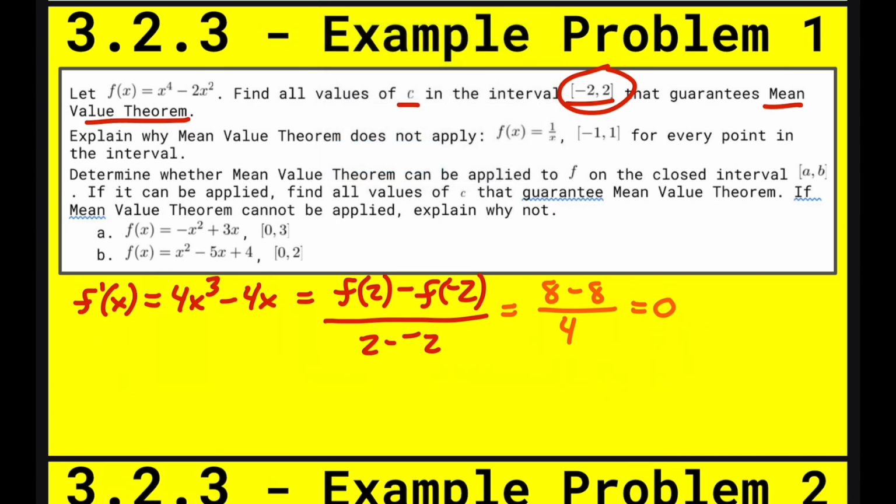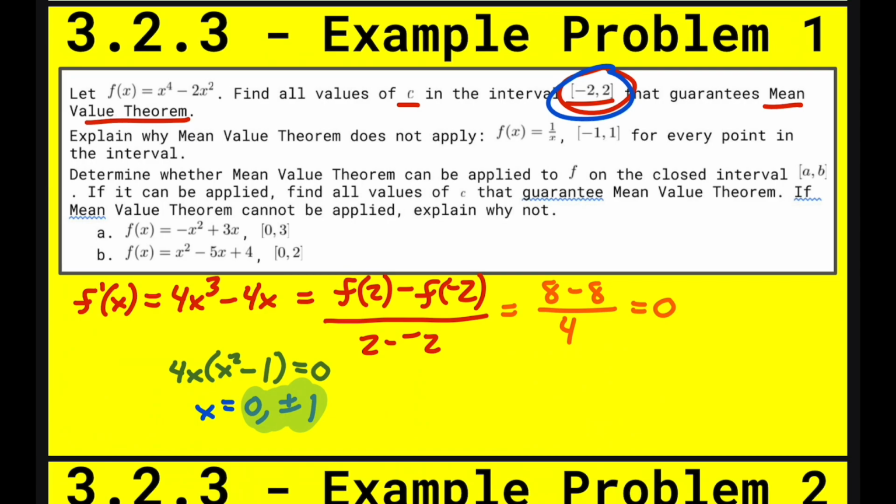So let's do that. Okay, so we're going to factor out the 4x here, and you're going to get x squared minus 1 is equal to 0. Okay, we're going to solve this. You're going to end up having x is equal to 0 and plus or minus 1. Okay, all of those numbers are in the interval. So it says find all values of c. Those are all the values of c right there, in which the average rate of change is equal to the derivative. That's the first part.